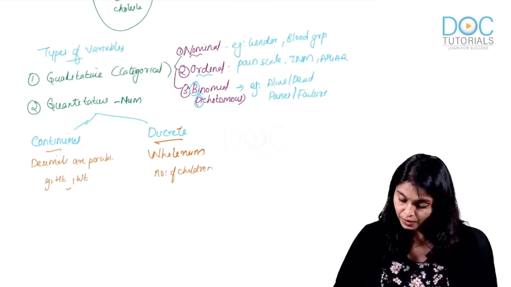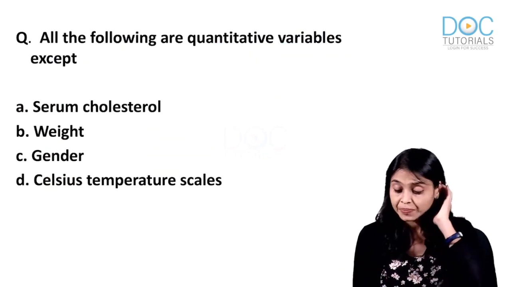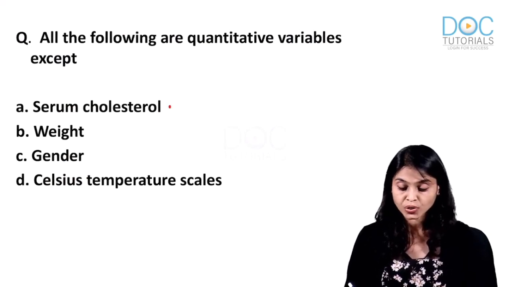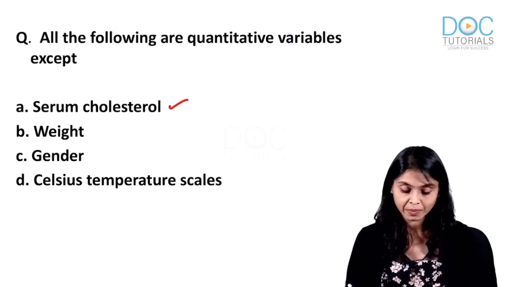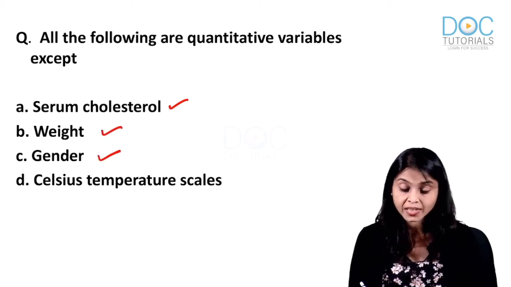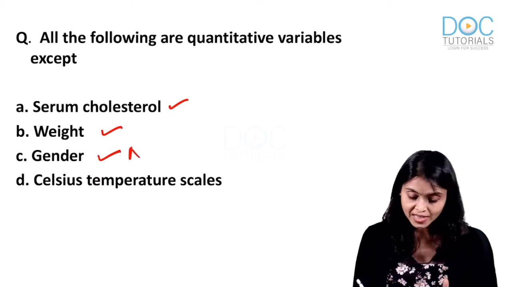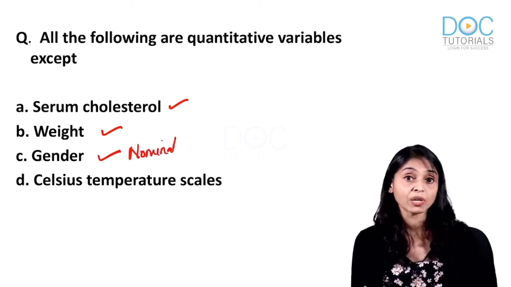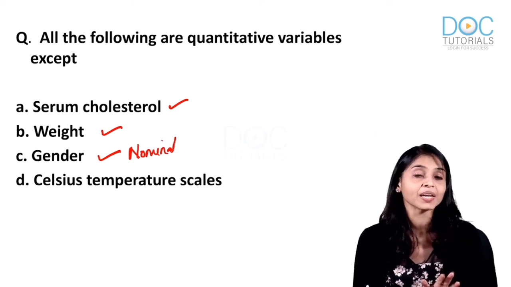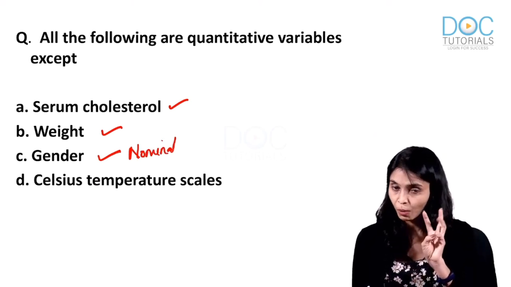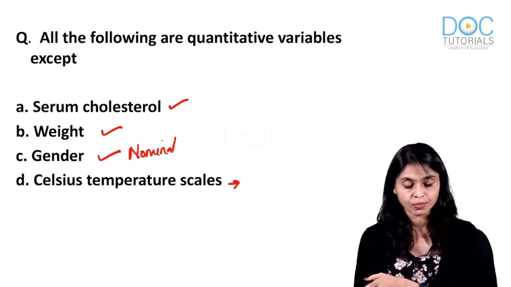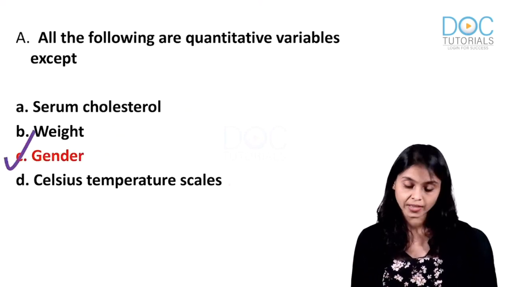Okay. Now let's see how the questions will appear. All the following are quantitative variables except: serum cholesterol. It's a continuous variable, right? Weight, continuous variable. What about gender? It is a qualitative nominal variable. Don't say binomial or dichotomous. It's not binomial anymore. You know that, right? We have 3 options now. Celsius scale, again, quantitative. So the answer is gender.